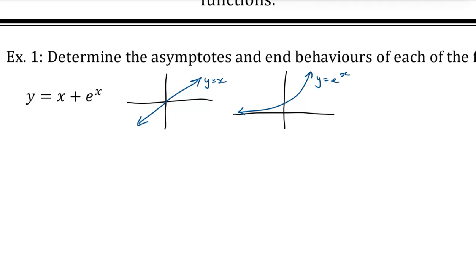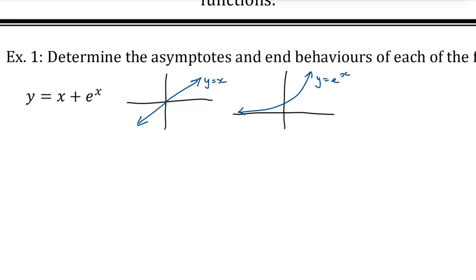Any reason to think that this function would have a vertical asymptote? Why do functions have vertical asymptotes? Because of the denominator being 0. If they have a denominator equal to 0, and we even saw some that had a denominator that can never equal 0, so it doesn't have vertical asymptotes. We've seen that. But this doesn't have a denominator.